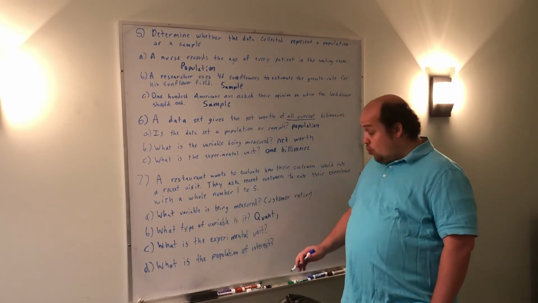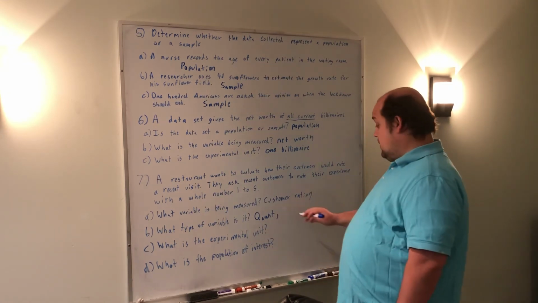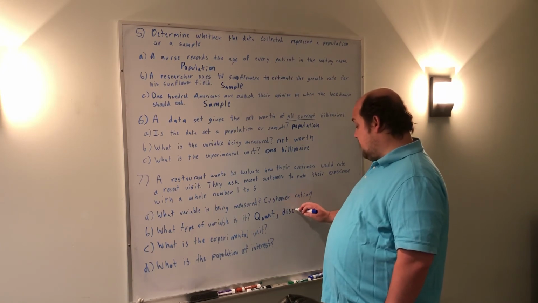Because it's only whole numbers that they're allowed to do, we're not getting anybody rating it a 3.2. Specifically, the type of quantitative variable that it is, is a discrete quantitative variable.